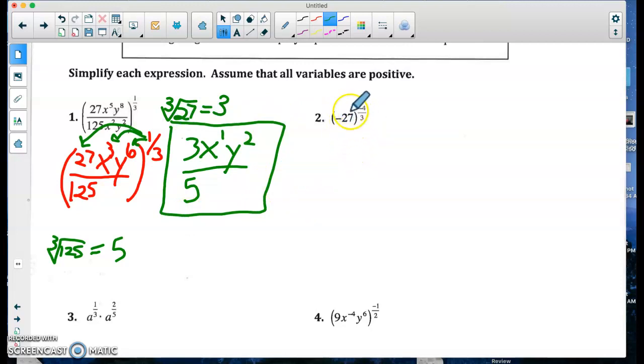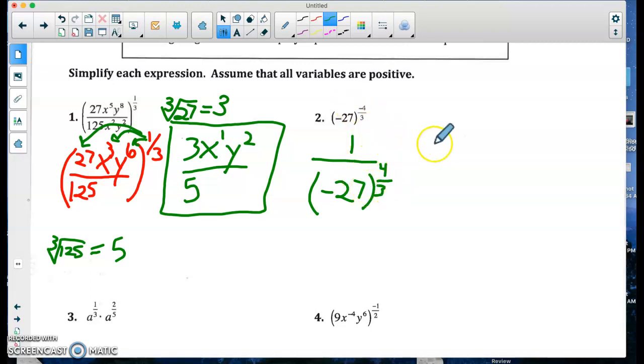Number 2 here, there should be some alarm bells going off. I have a negative exponent. Whenever we have a negative exponent, we've got to flip it to the bottom. So everything is going under 1. We do not change anything inside here. That's still negative 27. And same with this. The only thing that's changing is that the 4/3 is now positive.